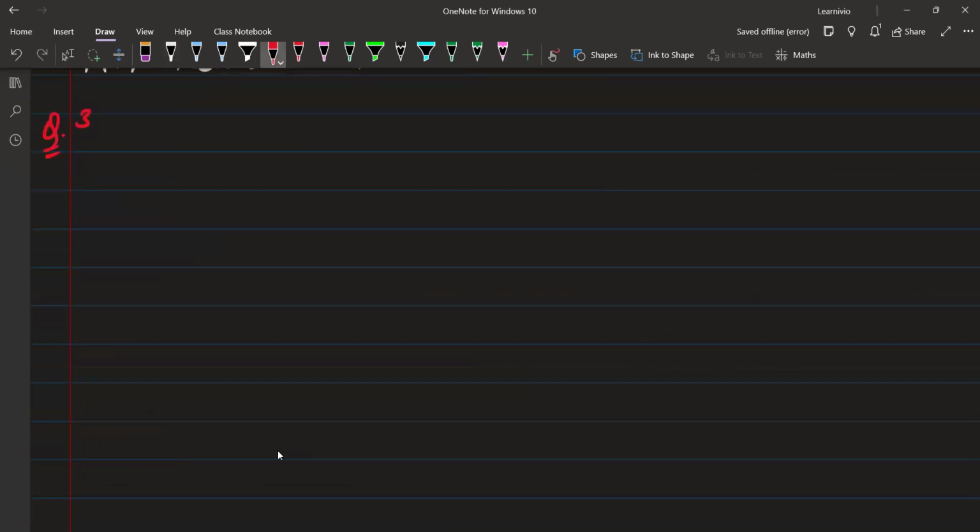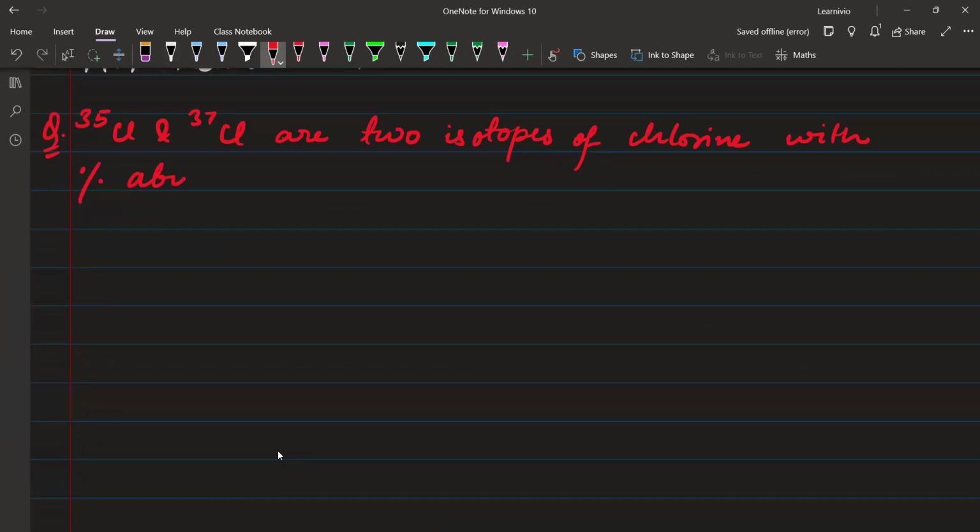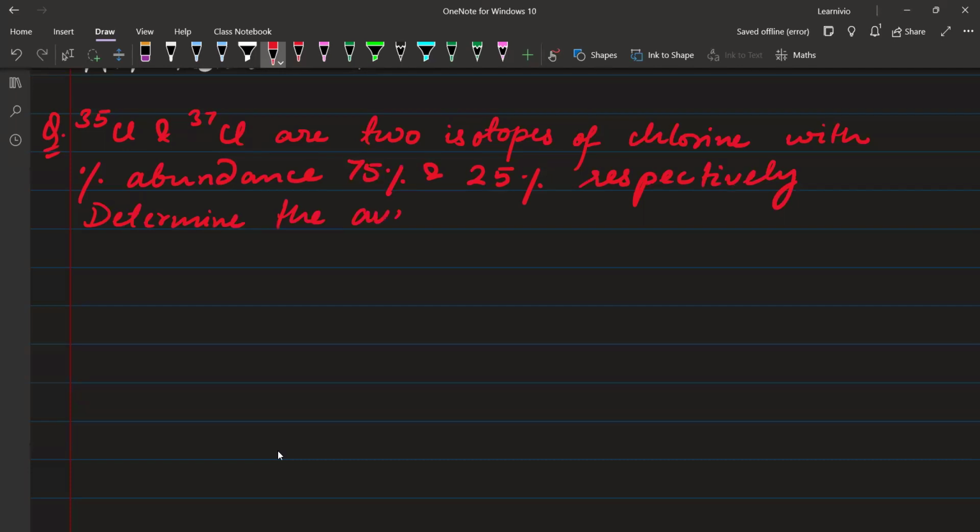Now, write the question with me. Chlorine 35 and chlorine 37 are isotopes of chlorine with percentage abundance 75% and 25% respectively. Determine the average atomic mass of chlorine.